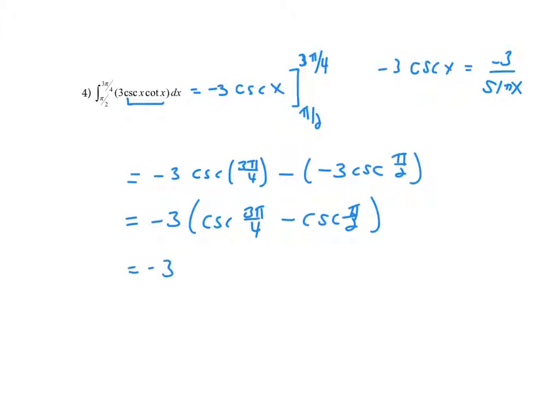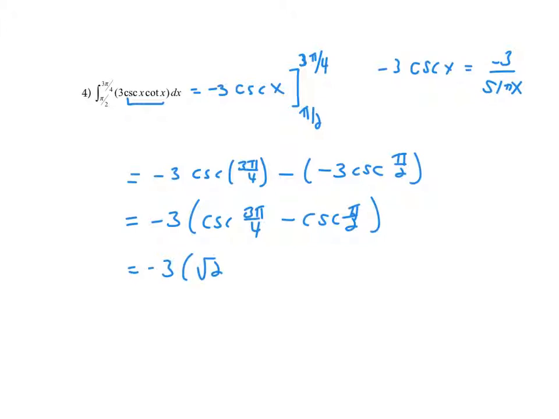Cosecant of 3 pi over 4 would be 1 over the sine of pi over 4, because pi over 4 and 3 pi over 4 are both positive: sine is positive in the second quadrant, so cosecant would be positive. So 1 over the sine of pi over 4. The sine of pi over 4 is square root of 2 over 2. If you did the reciprocal and simplified it, you would end up with the square root of 2.